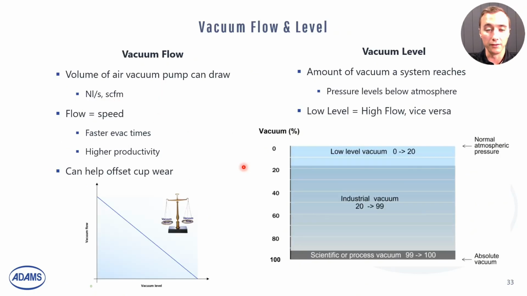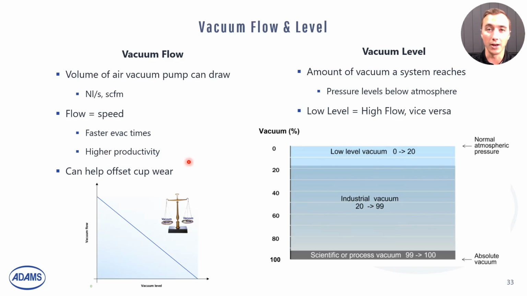So, vacuum flow and vacuum level. The vacuum flow, as I mentioned in the vacuum analogy, like a traditional vacuum cleaner application, is the amount of air that a vacuum pump or a vacuum system can draw out of a given volume of space. Common units for this are normal liters per second or standard cubic feet per minute. The more flow you can have, the more volume that you can extract the air out of, the faster you're going to hit certain vacuum levels. So that's going to lead to higher productivity.